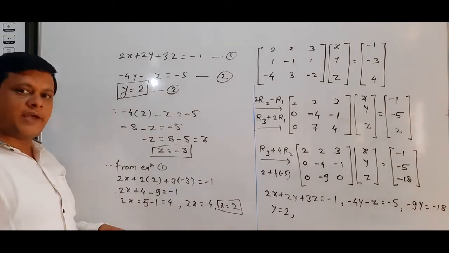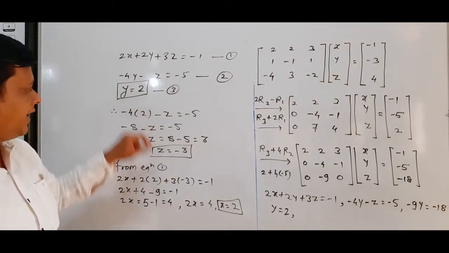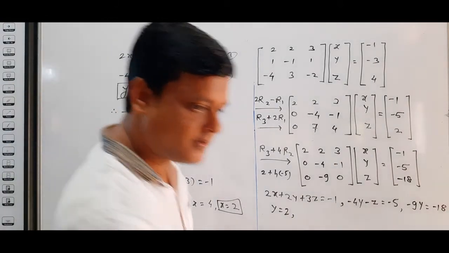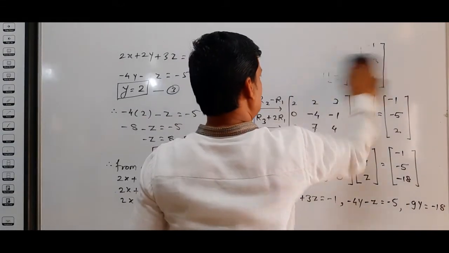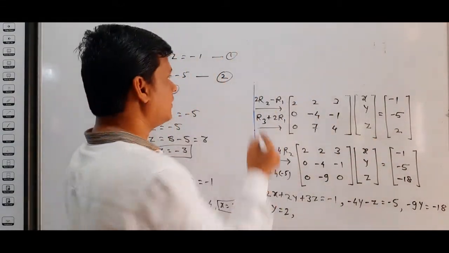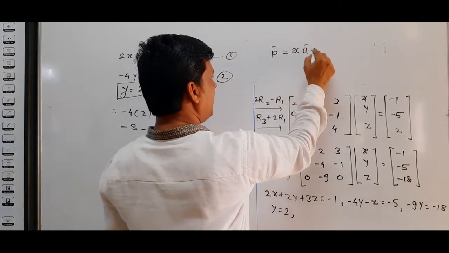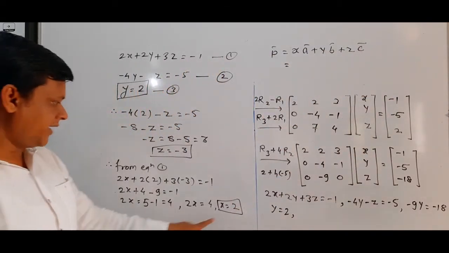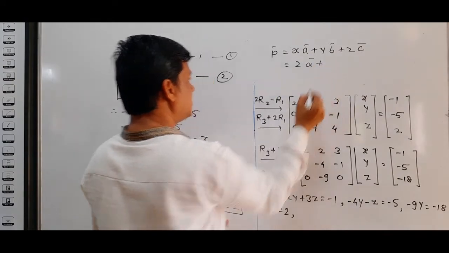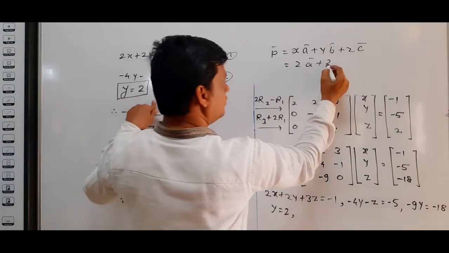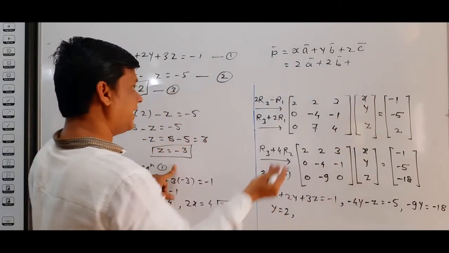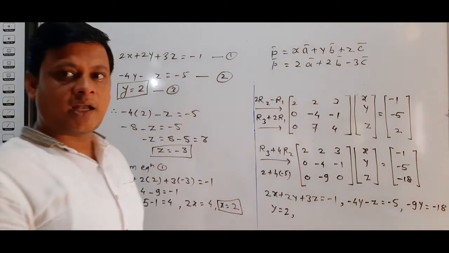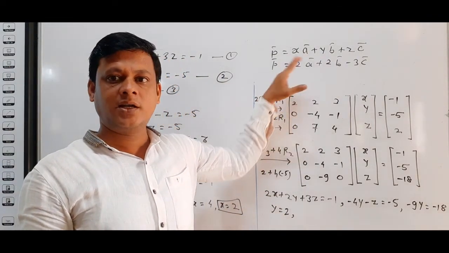So in this way we get value of variable x, value of variable y, value of variable z, that is the value of scalars x, y, z. So we express the vector p bar is equals to x a bar plus y b bar plus z c bar as, substitute the value of x, y, z. So we write here 2a bar plus value of y is 2, 2b bar, value of z is minus 3. So we write here minus 3c bar. That means the given vector can be expressed in the linear combination of the vector a, b, c.